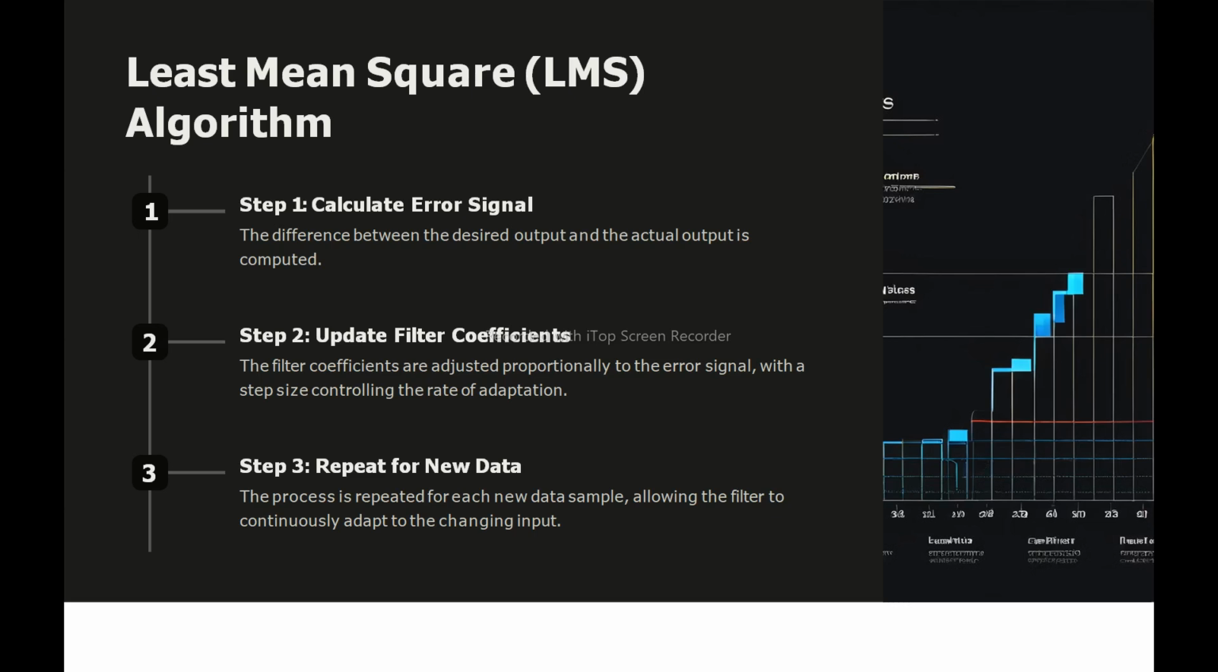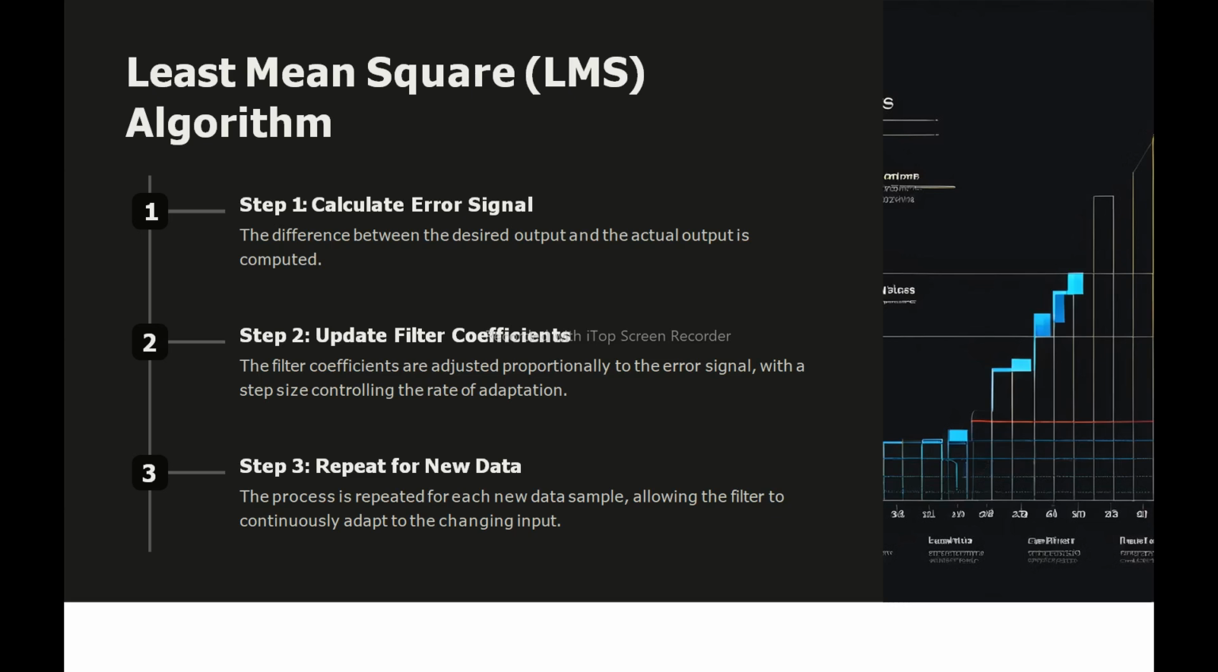So the difference between the desired output and actual output is computed in the first step, and then in the second step, the filter coefficients are adjusted proportionally to the error signal with a step size controlling the rate of adaptation. Like where we have a signal, its filter coefficients are set according to the error signal we get after the error detection, to control the step size of adaptation.